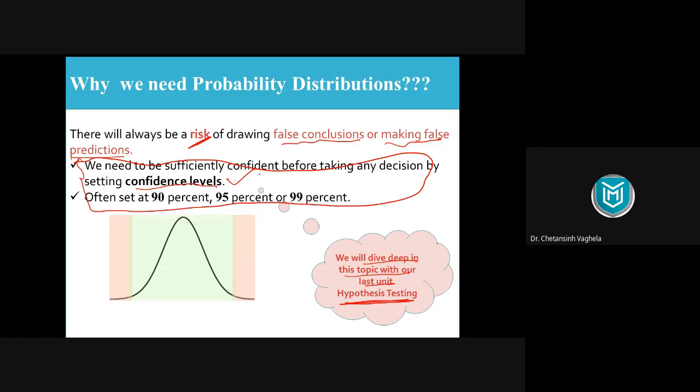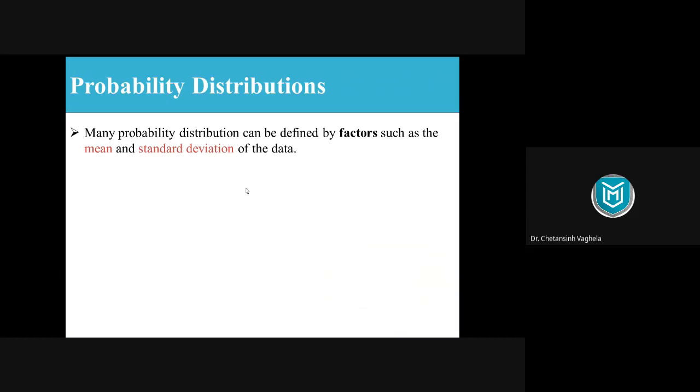But अभी तक ये पता चला कि भाई to conclude some of the things we need the distributions. That is the reason we are learning the probability distribution. Okay, let me move ahead. Probability distribution. Now, many probability distributions can be defined by factors, such as its mean and standard deviation. If we are having the mean and standard deviation of the distribution, then we will be good to define that particular distribution.